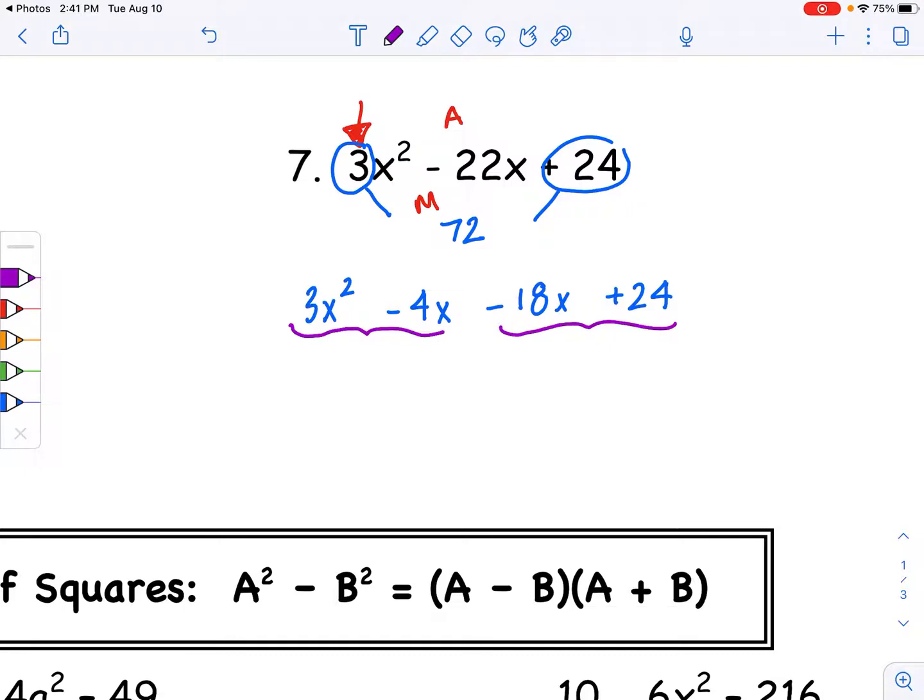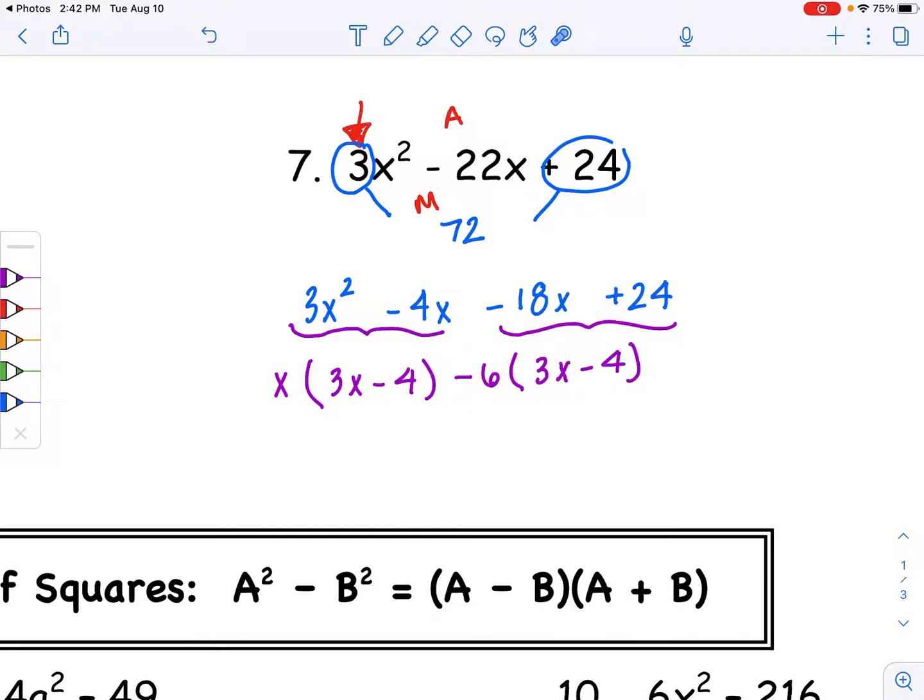find the GCF. Well, in the first term, the coefficients 3 and 4 have no common factor, so we can take out an x. I mean, that's something. 3x minus 4. Here I can take out a 6, but again, I'm going to take out a negative 6 because I want these to match. 3x minus 4, 3x minus 4.